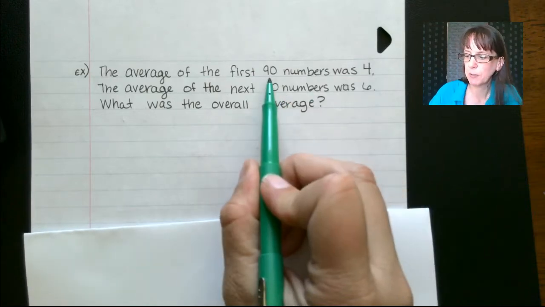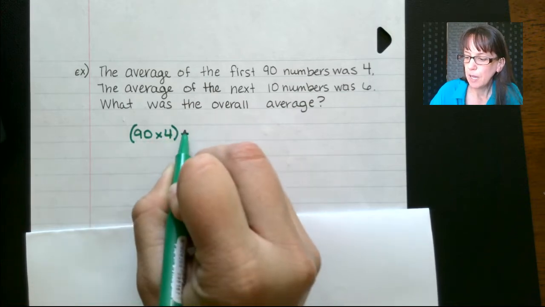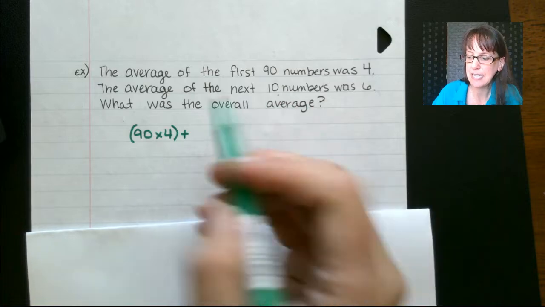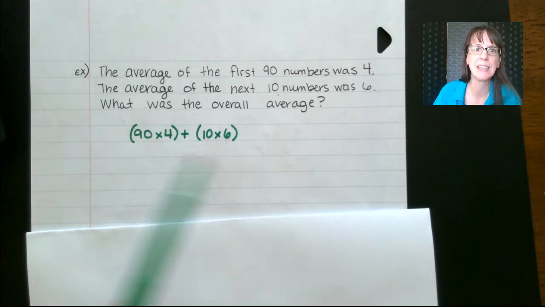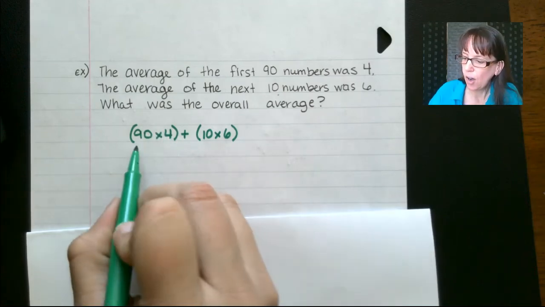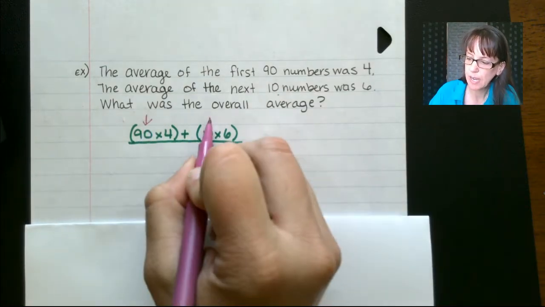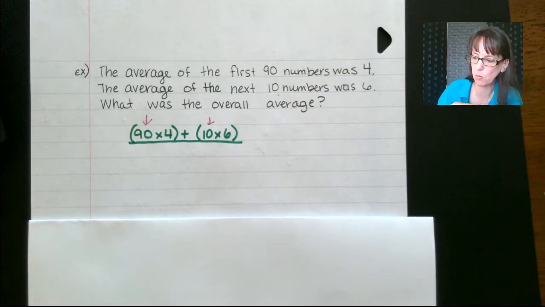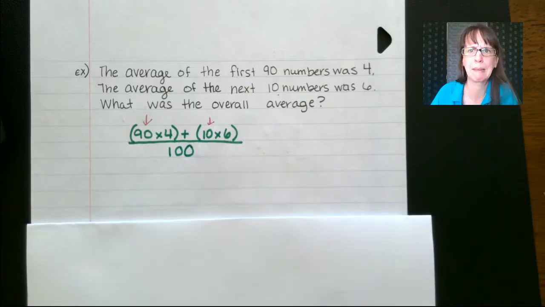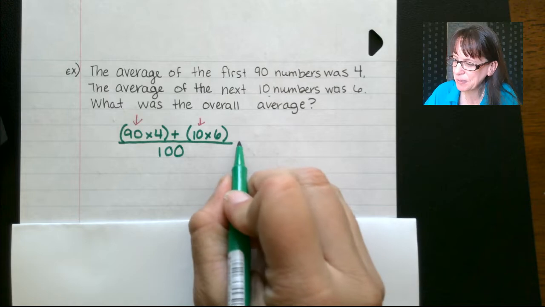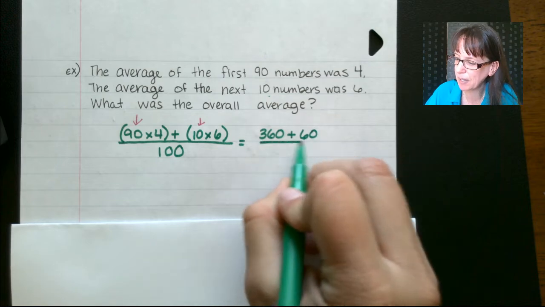So what we're going to do is say the first 90 numbers was 4, so we're going to take 90 times 4, plus the next 10 numbers times 6. What this does is save us from writing out 4 90 times and then 6 10 times. All of that is going to be divided by the number of numbers. And remember, the number of numbers is 90 plus 10, so that's going to be 100. All right, so what we have is 360 plus 60, all divided by 100.